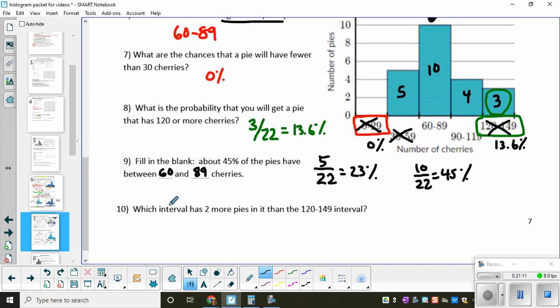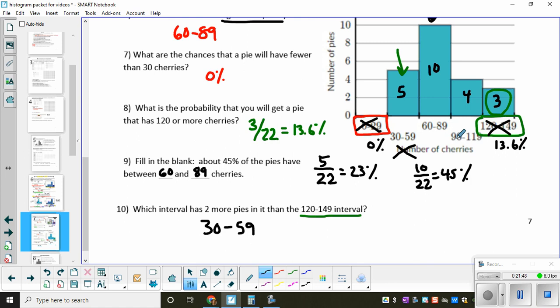All right, for the last question: which interval has 2 more pies in it than the 120 to 149 interval? So the 120 to 149 interval was this last one right here, and it has 3 pies in it. We want to know which interval has 2 more than that. So what's 2 more than the number 3? It's 5. So that's going to be this one right here. And that was the 30 to 59 interval, 30 to 59. That's the interval that has 2 more than the 120 to 149 interval.